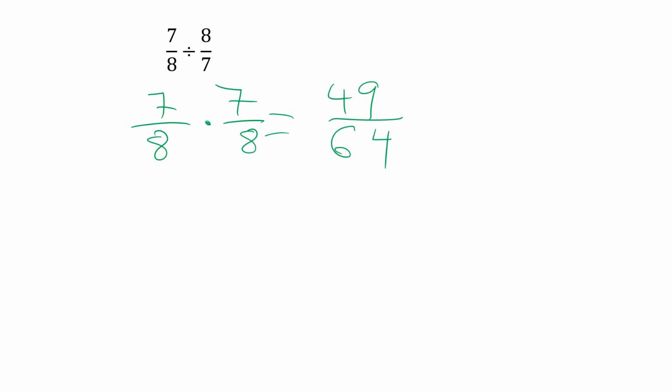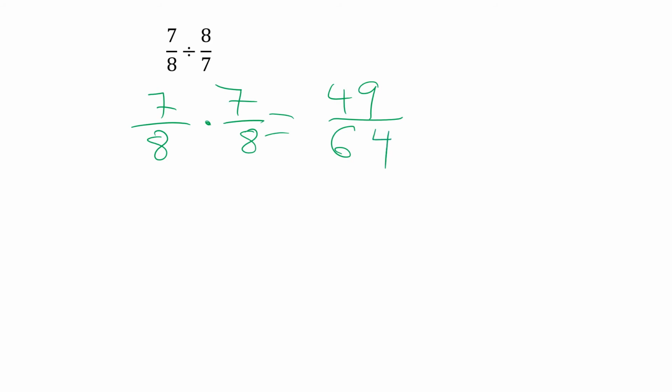Let's do another example. Here we have 7 over 8 divided by 8 over 7. So we don't have to convert these, that's nice. Let's do our copy dot flop. So first fraction, 7 over 8, will stay the same. Division turns to multiplication. Second fraction gets flopped upside down on his head. So now instead of 8 over 7, we have 7 over 8. Multiply like you would a normal fraction. 7 times 7 is 49. 8 times 8 is 64.